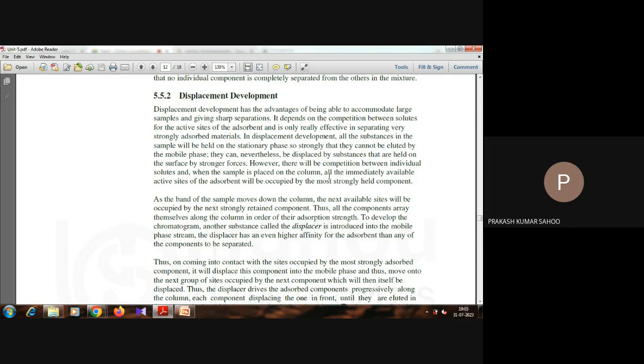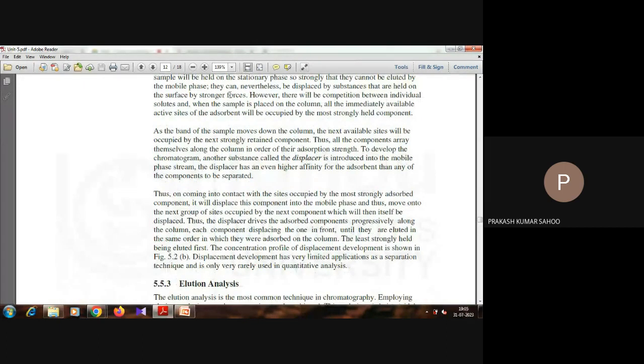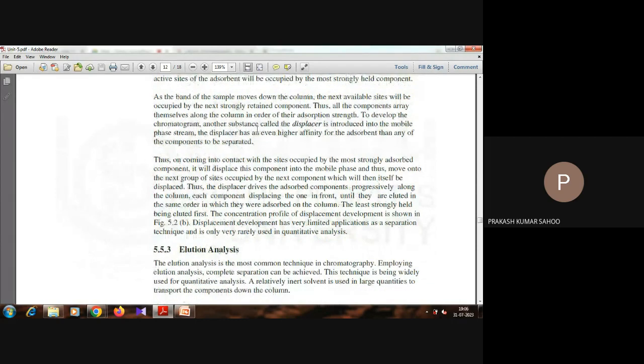They can nevertheless be displaced by substances that are held on the surface by stronger forces with the stationary phase. However, there will be competition between individual solutes, and when the sample is placed on the column, the immediately available active sites of the adsorbent will be occupied by the most strongly held component. That means the components are strongly held to the stationary phase, and when the mobile phase is applied, the component with higher polarity will strongly occupy the active sites of the adsorbent, that is the stationary phase. As the band of the sample moves down the column, the next available site will be occupied by the next strongly retained component.